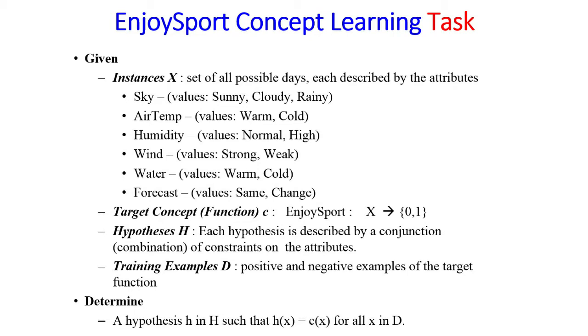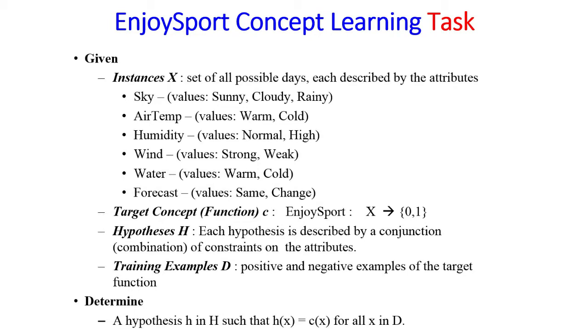Hypothesis capital H. Each hypothesis is described by a conjunction of constraints on the attributes. Hypothesis capital H is a set. This set consists of hypotheses like small h1, h2, h3, and so on. Training examples D. Positive and negative examples of the target function are considered here.